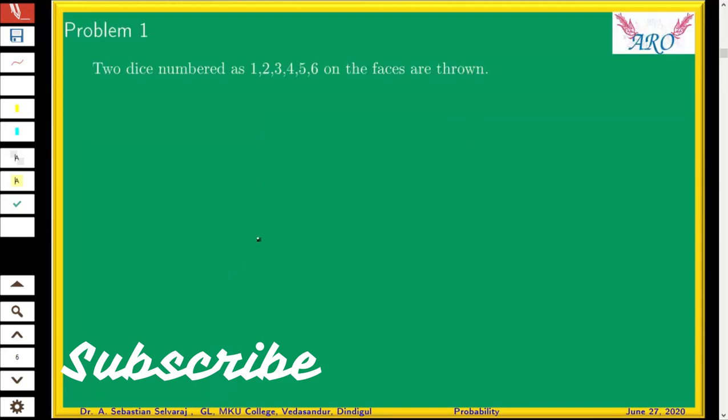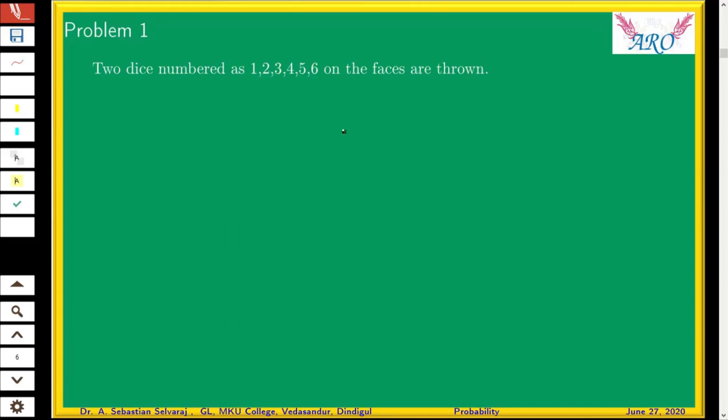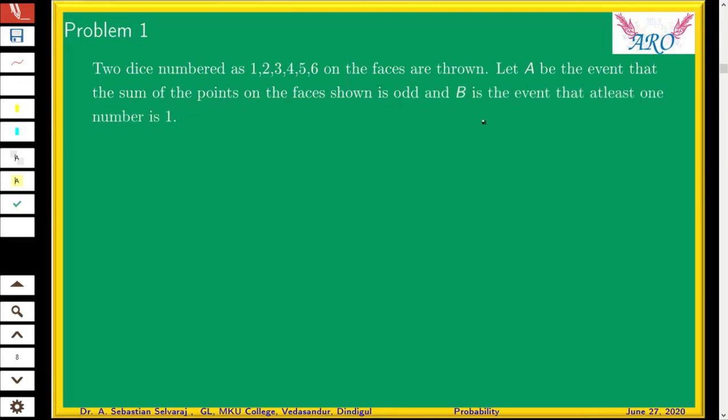So the question is: two dice numbered 1, 2, 3, 4, 5, 6 on the faces are thrown. That means we are going to throw two dice simultaneously. Let A be the event that the sum of the points on the faces is odd. What is an event? An event is nothing but any subset of the sample space. Here A is the event defined as the sum of the points on the faces is odd. And B is another event, that at least one number is 1.